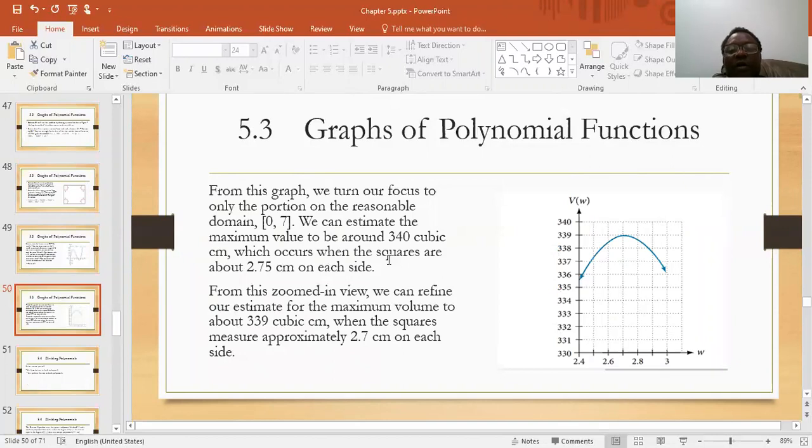So from the graph, we turn our focus to only the portion of the reasonable domain and look at the local maximum there. We can estimate the maximum value to be around 340 cubic centimeters, which occurs when the squares are about 2.75 centimeters. From this zoomed in view, we can refine our estimate for the maximum volume to about 339 cubic centimeters when the square measures approximately 2.7 centimeters on each side.